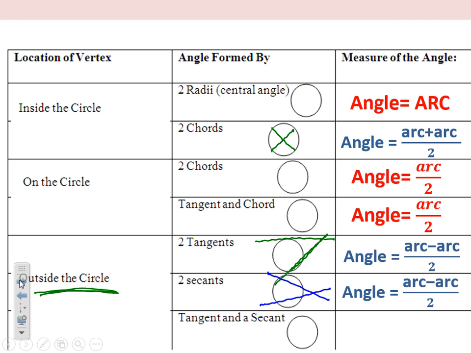Or if I have a tangent and a secant, same idea. If it's on the outside anytime, we have to take arc minus arc divided by 2. Now this is going to be very helpful for us, so please make sure that you have all of this table filled out in your notes. Once you have that, we're going to do 4 examples and we're done for the day.